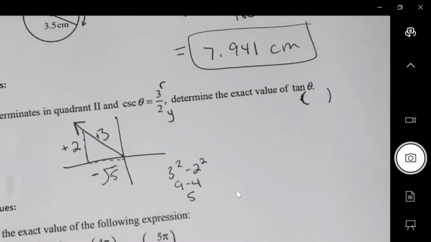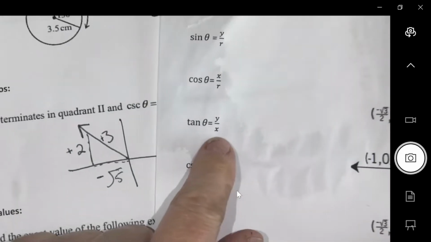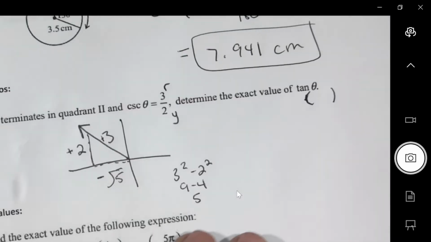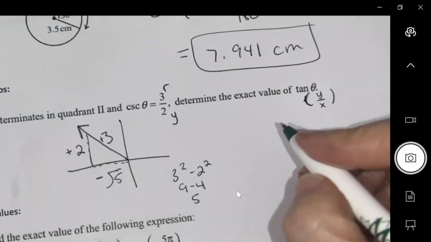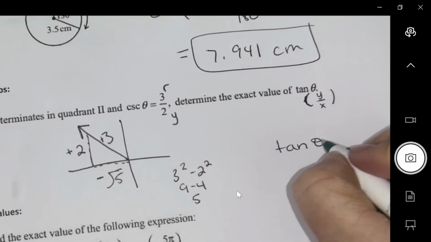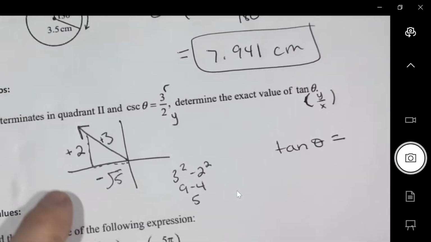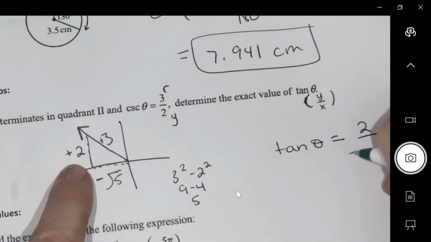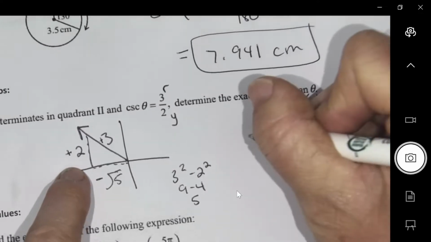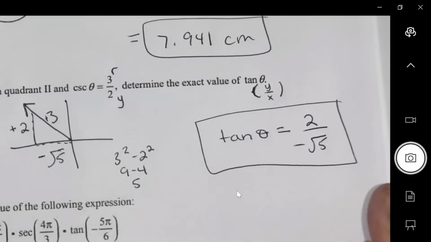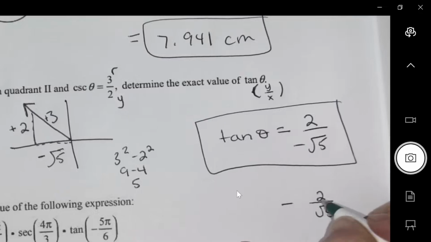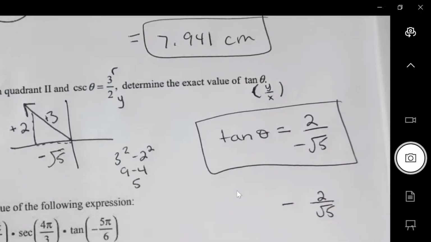When I do a tan ratio, then I'm looking for a y over an x. That's what I would like you to write. So tan theta equals the y over the x. And this is fine. You would probably see me just writing it like a negative fraction instead of 2 over negative root 5.